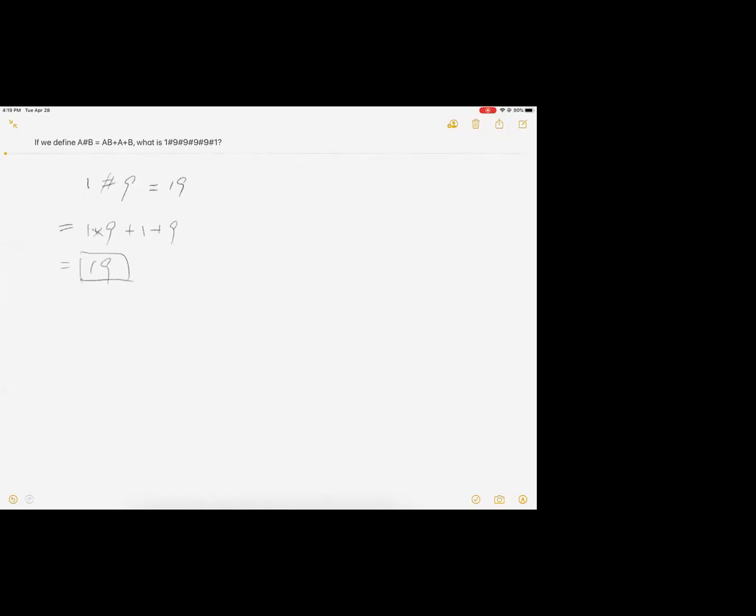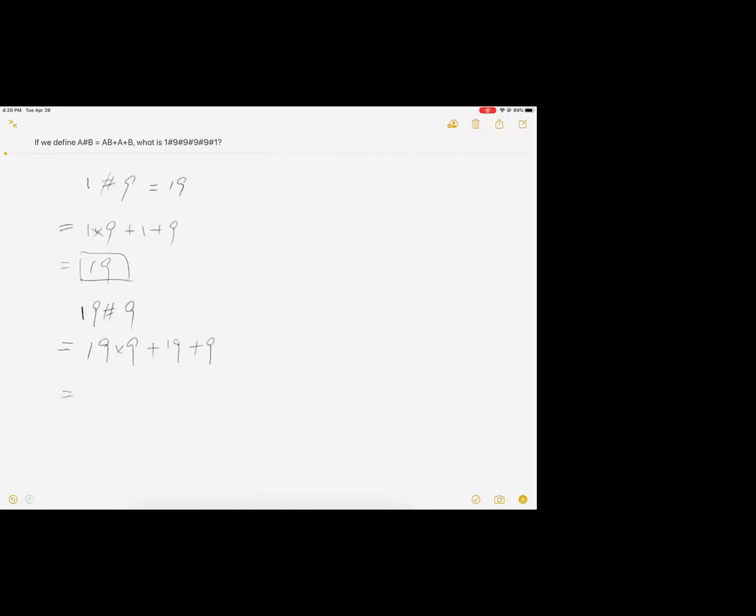Okay, keep going. So then after that, each of the other 9s added another 9. So why does each 9 add another 9? So let's do 19 sharp 9. Why is it adding another 9? So let's go through this. If it's 19 and 9, that will be 19 times 9 plus 19 plus 9, right?